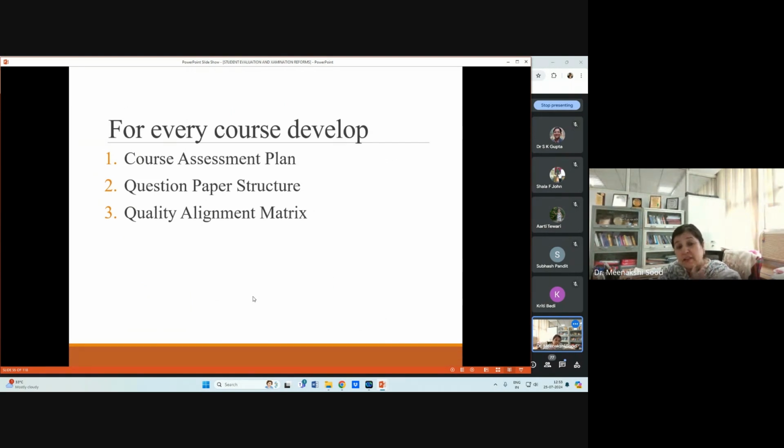And for that, three metrics every course file should contain. The very first is the course assessment plan. On what criteria you are going to assess the outcomes, what are mid semester, final year, everything. Then what will be the question paper structure? Not the question paper, but the structure, how you are going to evaluate the attainment of the outcomes, on which criteria, on which questions, whether in mid semester, whether in final semester, or so on. And then lastly, the quality alignment.